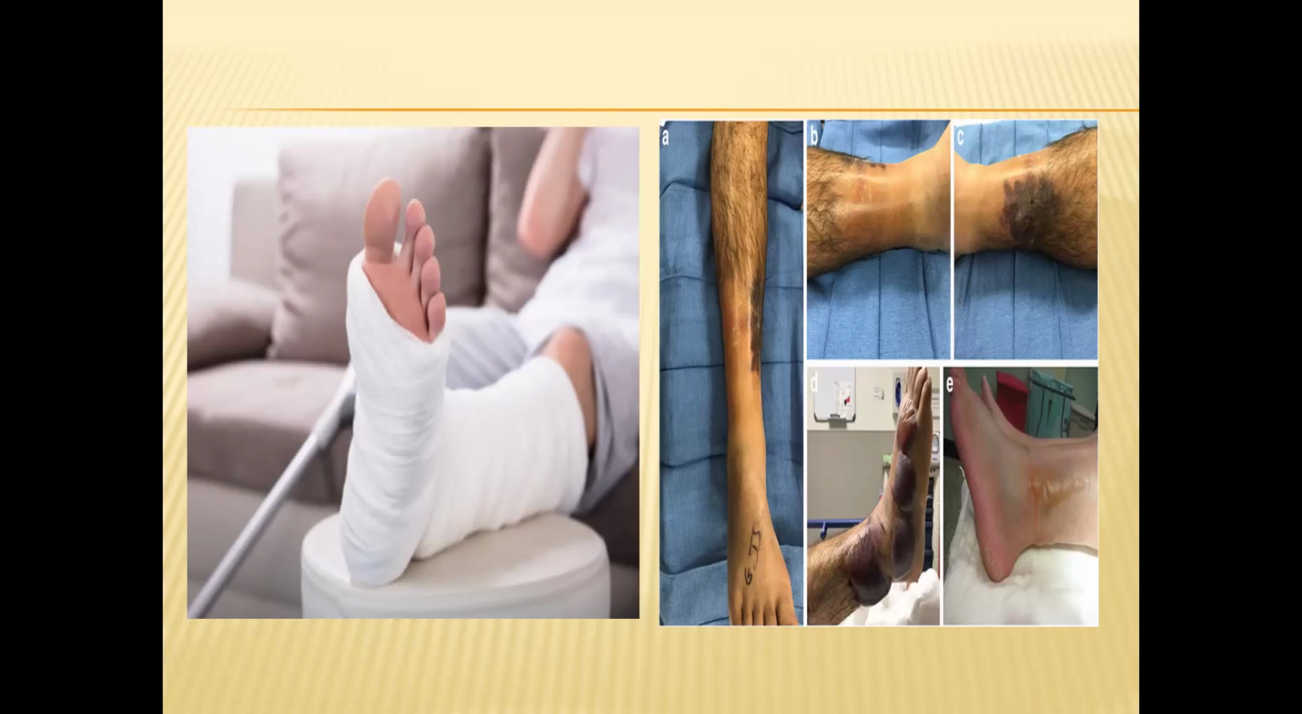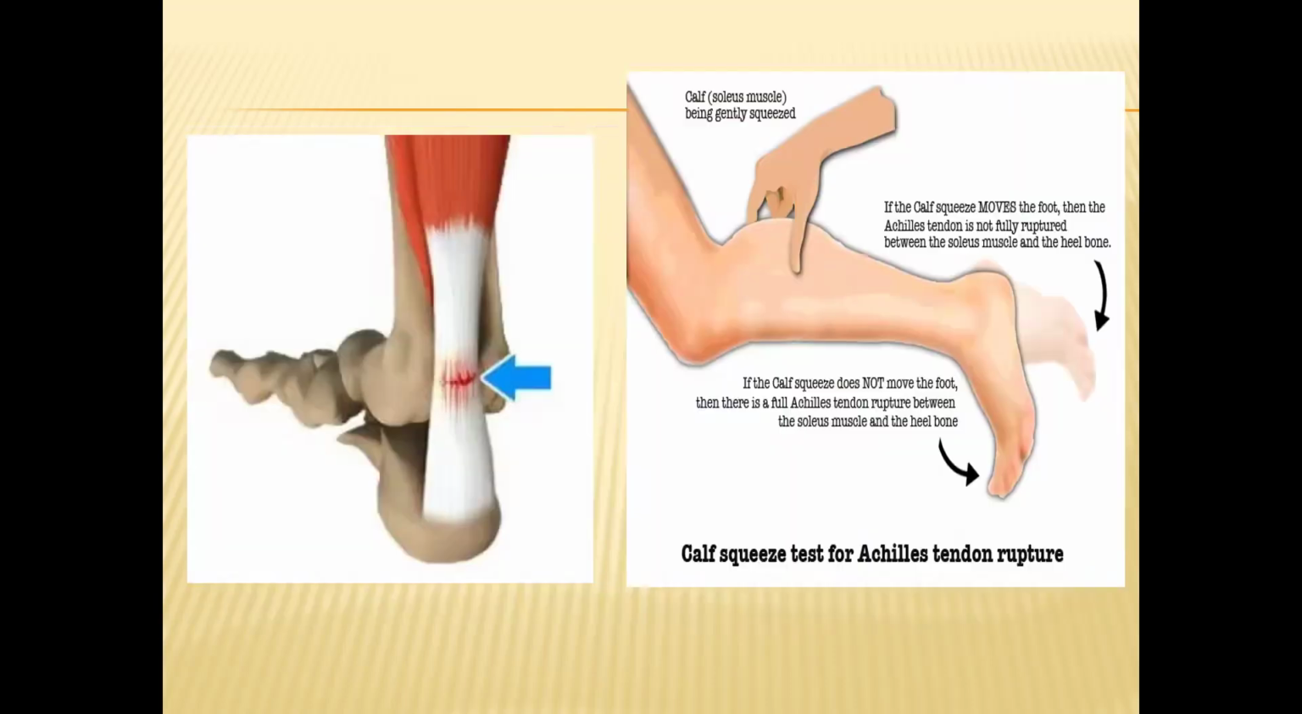So in this picture, we can see a cut wound on the posterior aspect of the foot. If there is a positive test for the Achilles tendon, this test is known as the Thompson test. By squeezing the calf muscle, the patient will be unable to do plantar flexion of the foot. So in this case, we should inform the orthopedic specialist because this patient needs surgical repair.